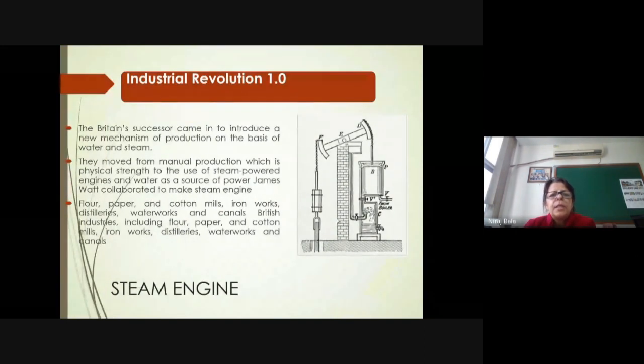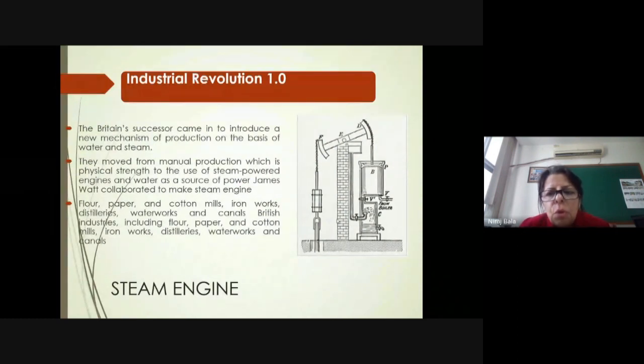If you are familiar with this, the Industrial Revolution 1 came in the country United Kingdom. The British were the pioneers. They came to introduce new mechanisms of production on the basis of water and steam. So, participants, can you imagine an era where there was no machinery, there was no industry? That era before the Industrial Revolution 1, no industry was there. But during these 1780s in the UK, they started the mechanism of production with water and steam.